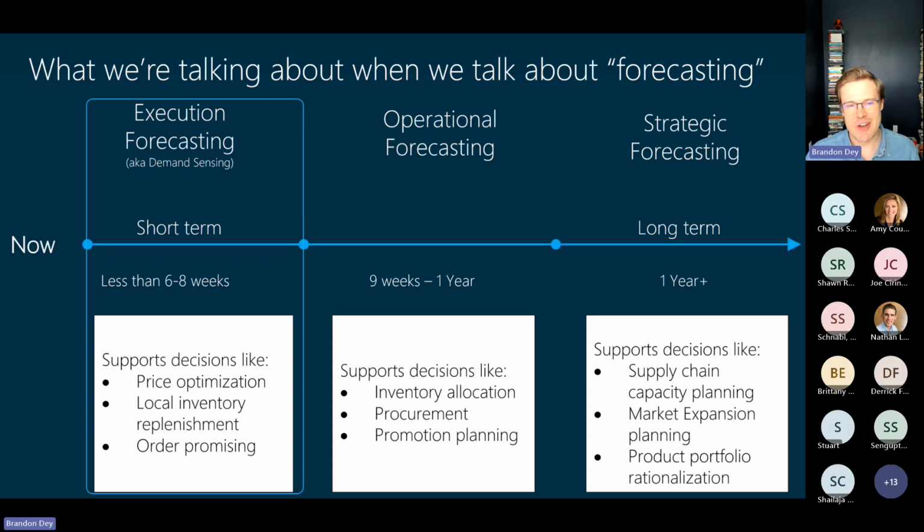If you extend beyond that, you're into operational forecasting. This is between, basically after that short term to about a year. The exact timelines differ a little bit, but the point is this is near term or sort of midterm forecasting. And then strategic forecasting, that's much longer time horizons. Both of those last 2, operational and strategic forecasting, are out of scope. We're just going to be talking about execution forecasting today, or demand planning. And again, this is useful because it supports decisions like price optimization, inventory planning, and order promising sorts of applications.